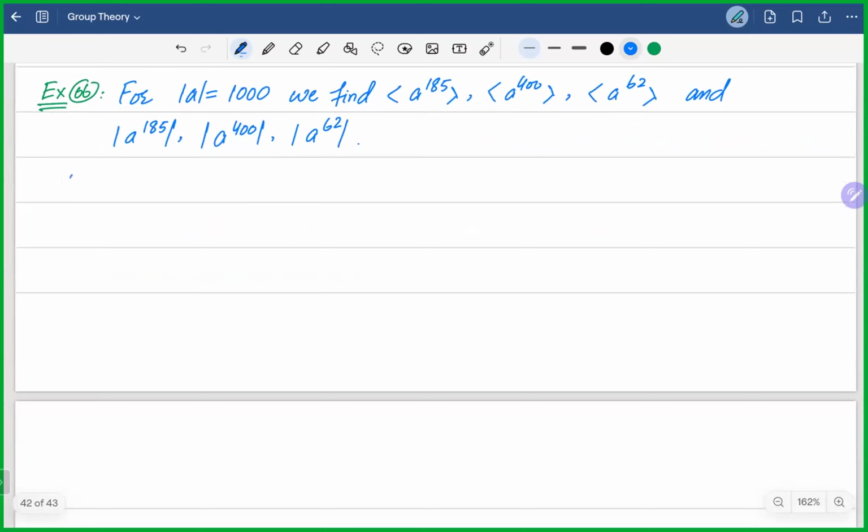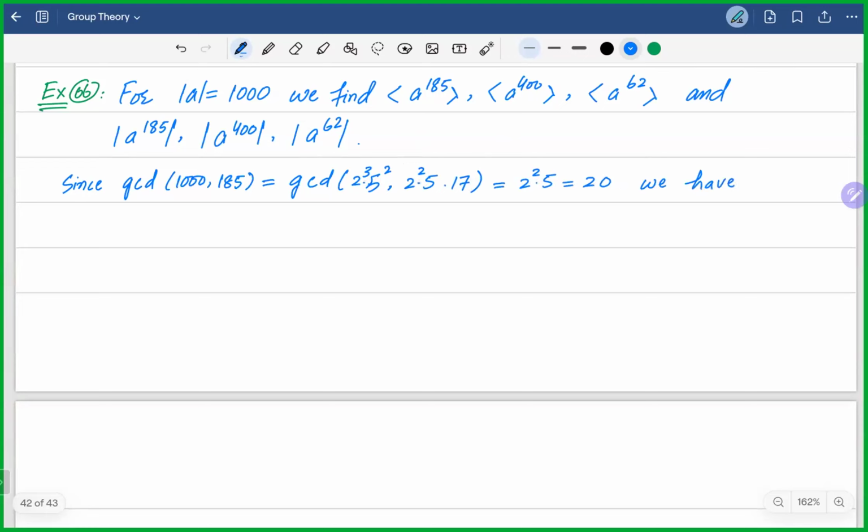Okay, same method. Since GCD of 1000 and 185, let's try to do that calculation: 1000 is 2 cubed times 5 squared, and 185 is 5 times 37. Oh wait, in the calculation the common factor comes out to be 5, and that is going to be 5.